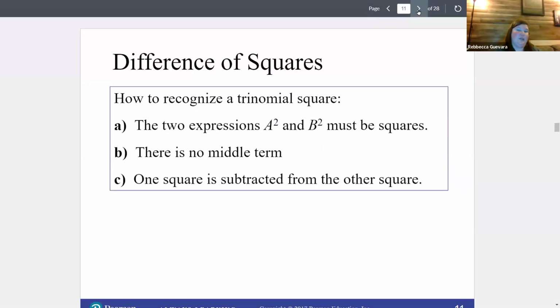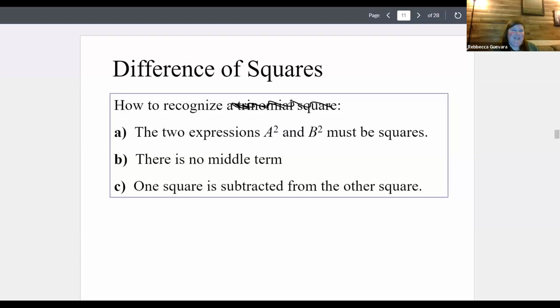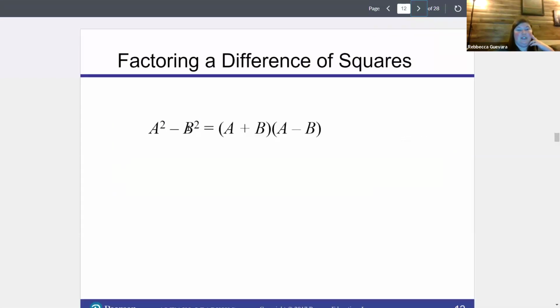So how to recognize a difference of squares? I was meant to say a difference of squares; there was a typo left on the slide. The two expressions a squared and b squared must be squares. There's no middle term, meaning there's no something times x. And one square is subtracted from the other square. So if I have a squared minus b squared, that will factor into a plus b, a minus b.